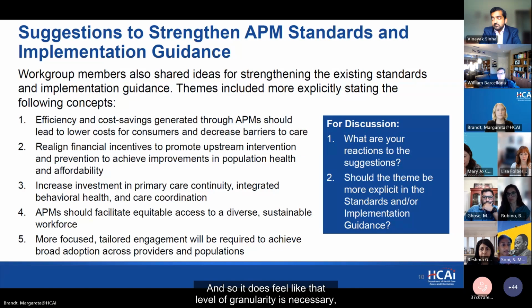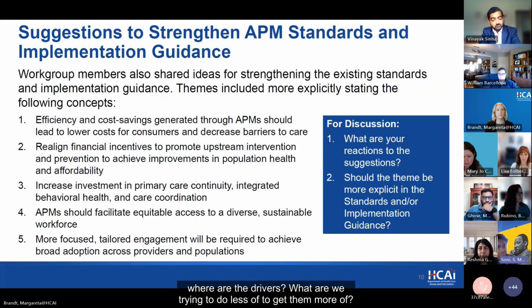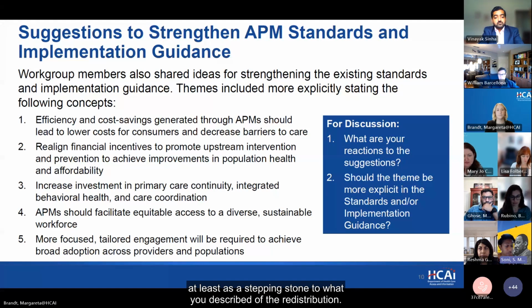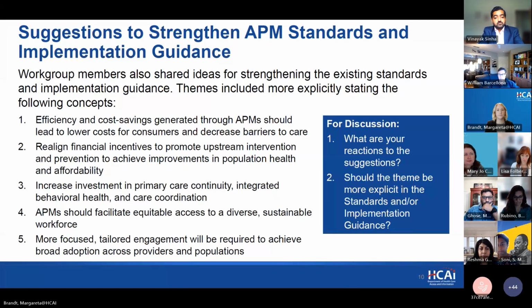And so it does feel like that level of granularity is necessary, or at least a focus on being very crystal clear: where are the drivers, right? What are we trying to do less of to get more of something else? And so it feels like we could actually strengthen that a bit more, at least as a stepping stone to the redistribution you described.